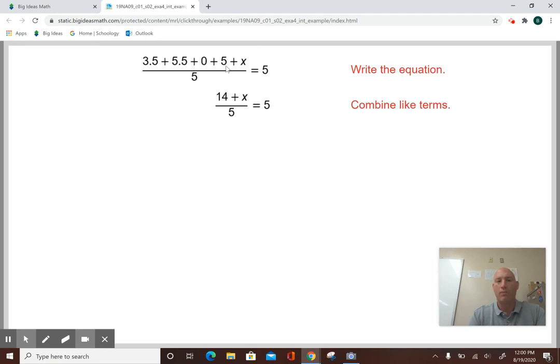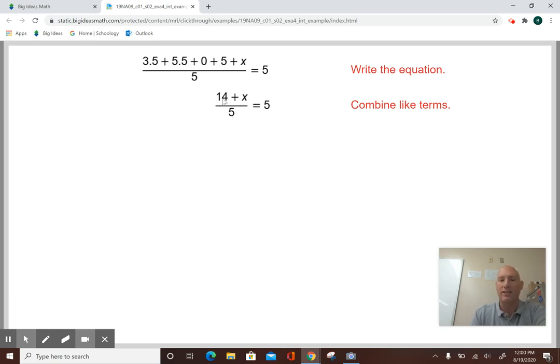From this step to this step was just simplifying. Notice we simplified everything up top. Since this is a numerator, you can think of parentheses around it because it's a group. This group is the numerator, so everything up here can be combined. You can't divide by 5 yet, but I can take all of these and add them together and get 14. So 14 plus X divided by 5 is 5.